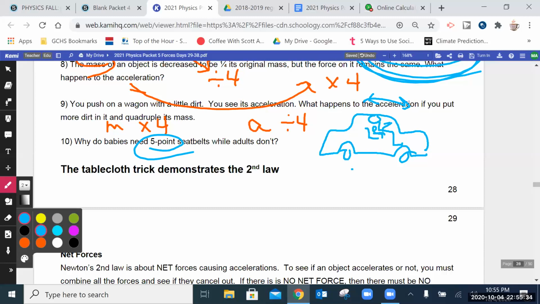The 5-point seatbelt, that's like what we have in race car drivers, where you have the straps above both shoulders, straps about both hips, and then the strap between the legs. 5 different places where you have straps.